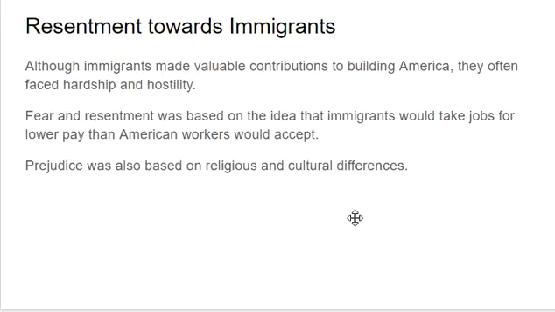People didn't like that a lot of these immigrants were lots of times different religions. There was a lot that came in that were Catholic. A lot of Americans weren't Catholic during this time, but then we started getting lots of Catholic immigrants, and cultural differences. They ate different food, they spoke a different language, and just the culture itself was different.